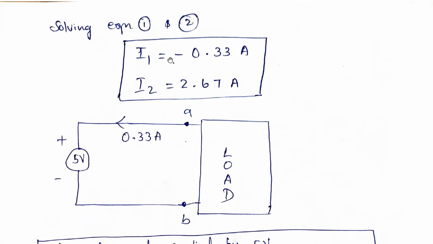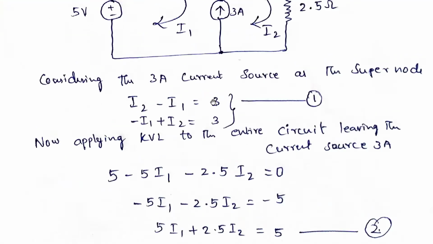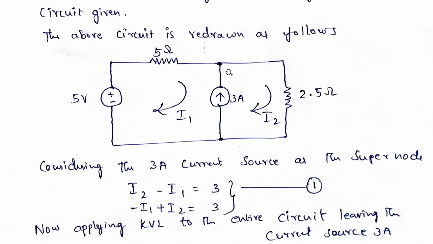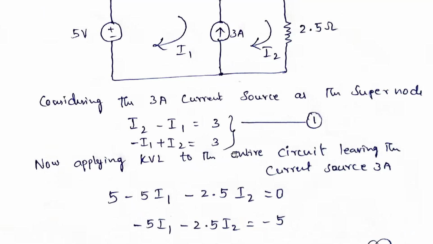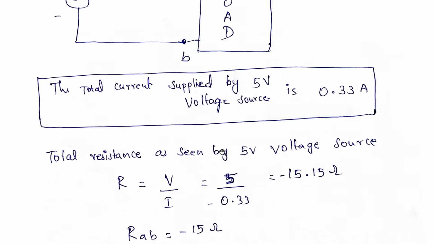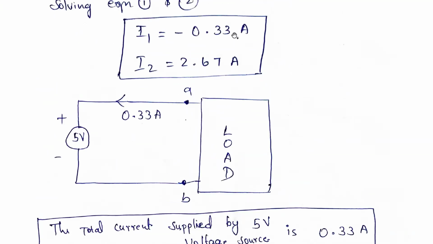So why are we getting I1 as minus? It means this current source, as I said before, is more. If you calculate this current, it is somewhat lesser than this current. So this current is more, so this current is flowing like this. So this current is less, so it is in minus. So I1 is minus 0.33 amperes, and I2 is equal to 2.67 amperes.